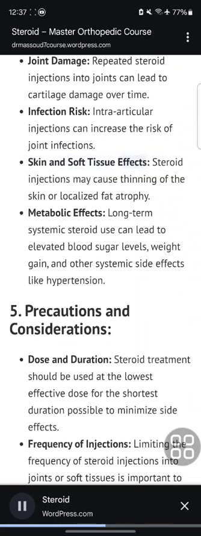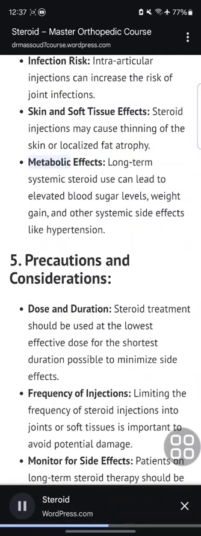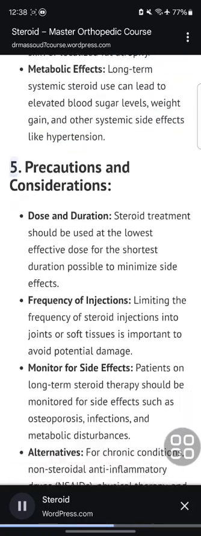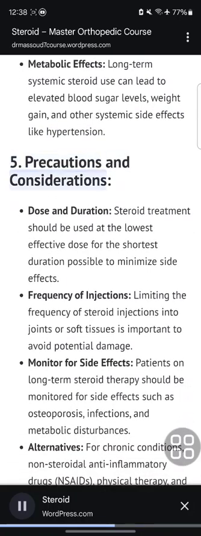Skin and soft tissue effects. Steroid injections may cause thinning of the skin or localized fat atrophy. Metabolic effects. Long-term systemic steroid use can lead to elevated blood sugar levels, weight gain, and other systemic side effects like hypertension. 5. Precautions and considerations.